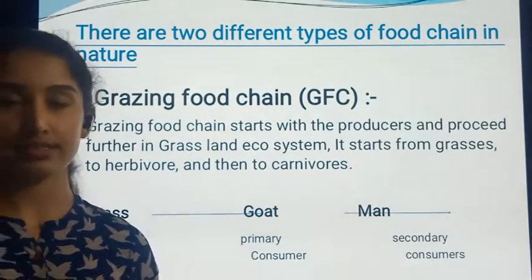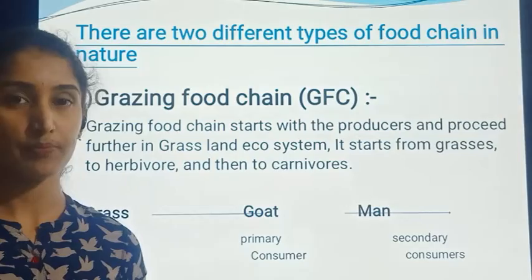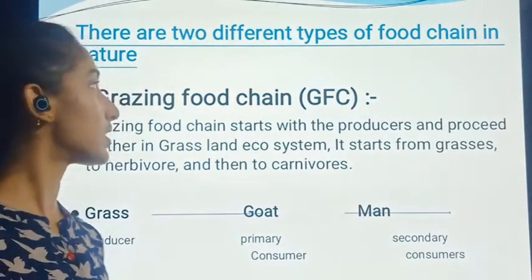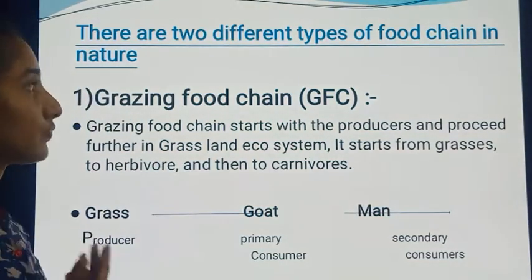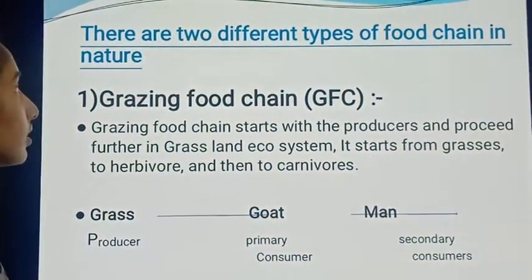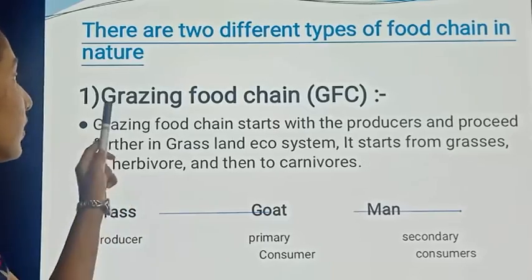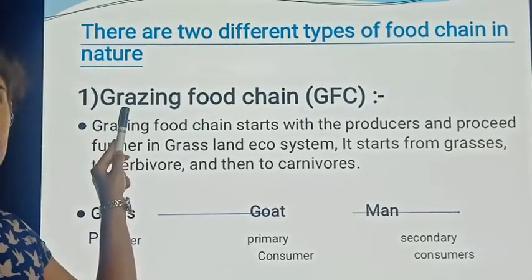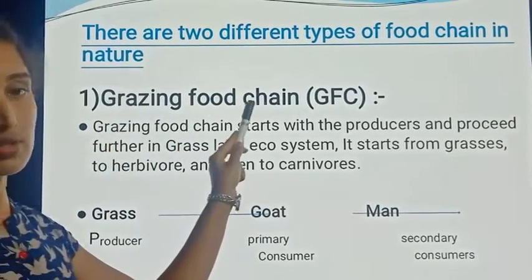In the previous class we had discussed the food chain. In today's video we shall discuss the different types of food chain in an ecosystem in nature. The first type of food chain is the grazing food chain.